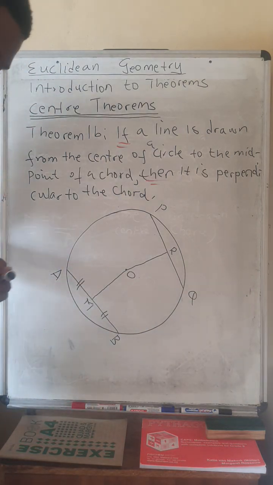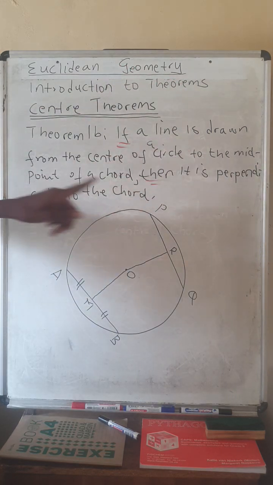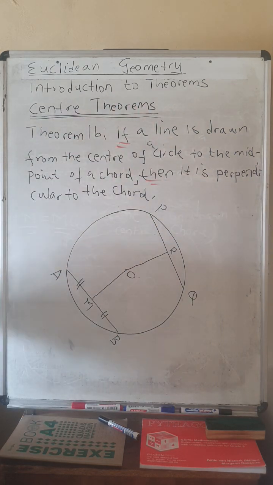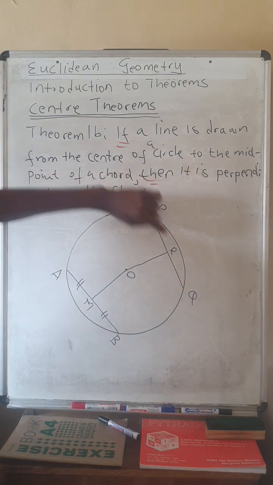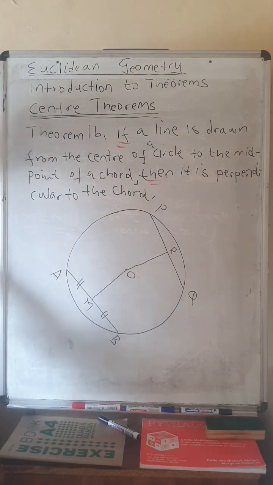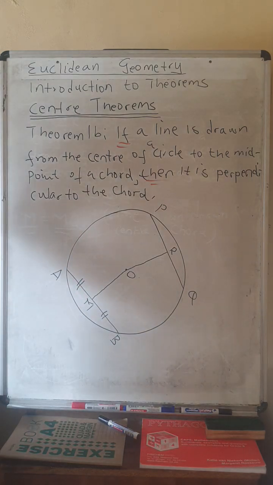So now let us look at this theorem. How do I get to know that something is the midpoint of something? Because they are saying if a line is drawn from the center of a circle to the midpoint of a chord, then, in this case, we know the condition must be a line drawn from the center to the midpoint of a chord. So how do I know that a point is the midpoint of a chord? Can I say R is the midpoint of PQ? Guys, remember, in mathematics we don't make assumptions. There must always be something guiding us.